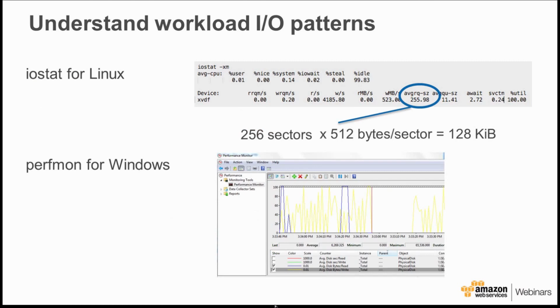Our next best practice is to use tools to understand your workload I/O patterns. If you're using Linux, you can use iostat to gather data on your I/O workloads. And for Windows, you can use perfmon.